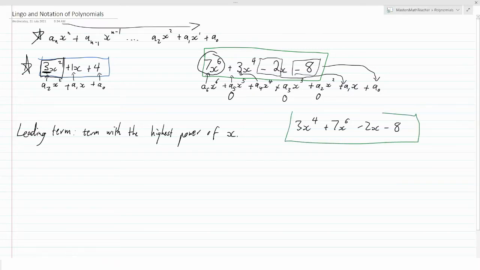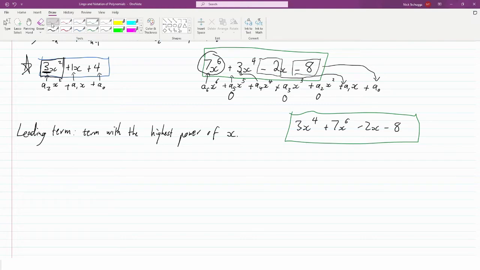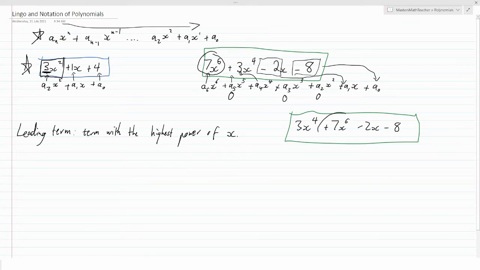All I did was switch the 3x to the 4 and the 7x to the 6. But the leading term is still 7x to the 6. This is still the leading term because it is the highest power of x. Okay, the next bit of lingo.